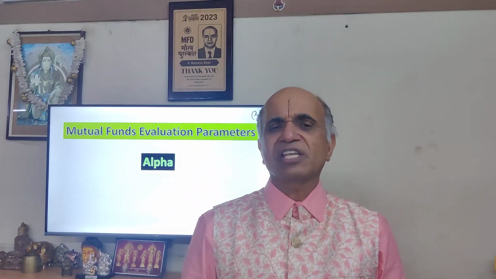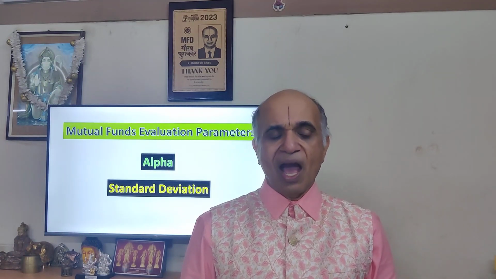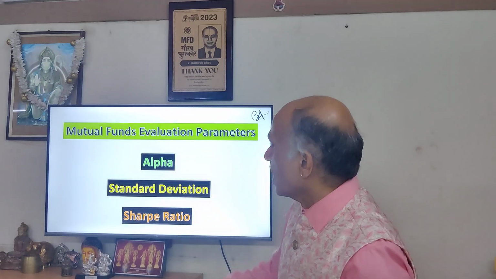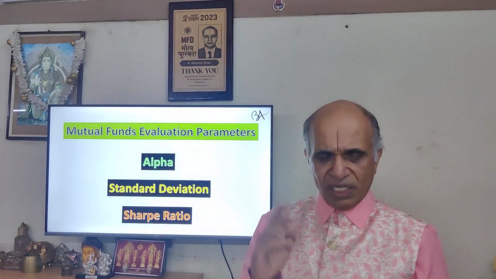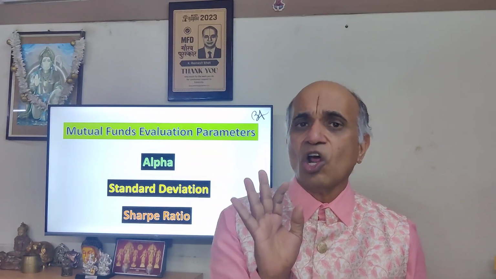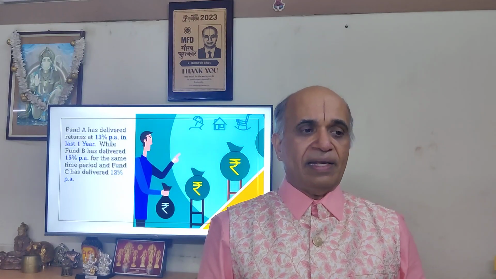For mutual fund evaluation, these are all the important parameters, let it be alpha, standard deviation or Sharpe ratio. Alpha and beta, standard deviation and Sharpe ratio. Beta is also there. All these things are very important when you do an analysis.